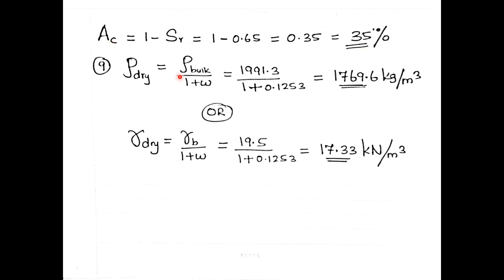Dry density is equal to bulk density over 1 plus water content. Put in the bulk density and the water content. Answer is 1769.6 kilogram per meter cube. Same thing, gamma dry unit weight is equal to gamma b, 19.5, over 1 plus this one. Answer is this one. This is the answer.